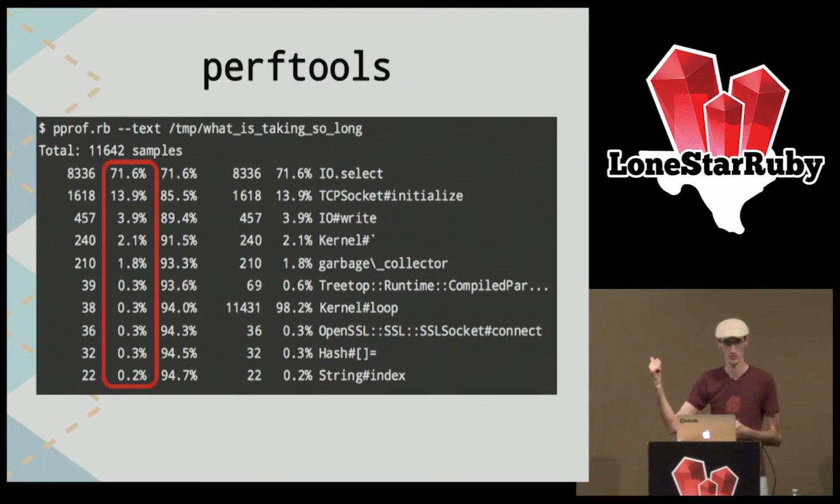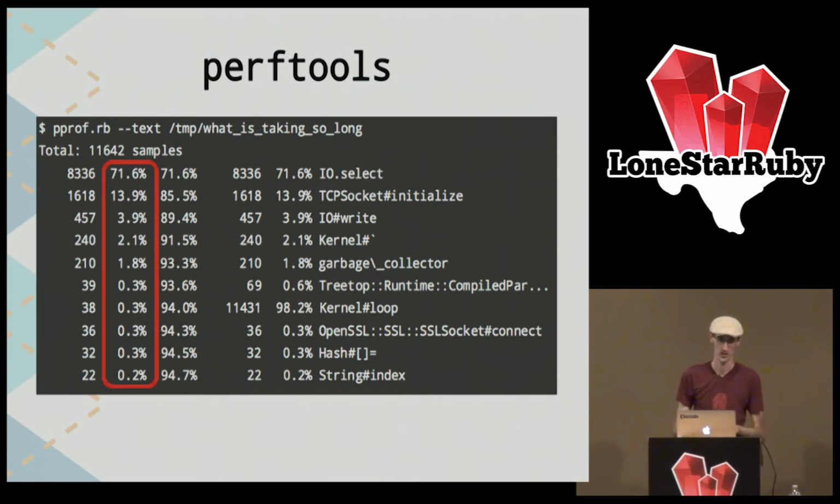So then when you run pprof, you can use it to generate different kinds of output, but the text was sufficient for my case. It basically just aggregates it up and tells you. So this column is the percentage of times that a given method was the answer to what are you doing right now. So the first line you can see is IO select, which I'll tell in a second. Then there's TCP socket initialize and IO write. All of this is like network related stuff.